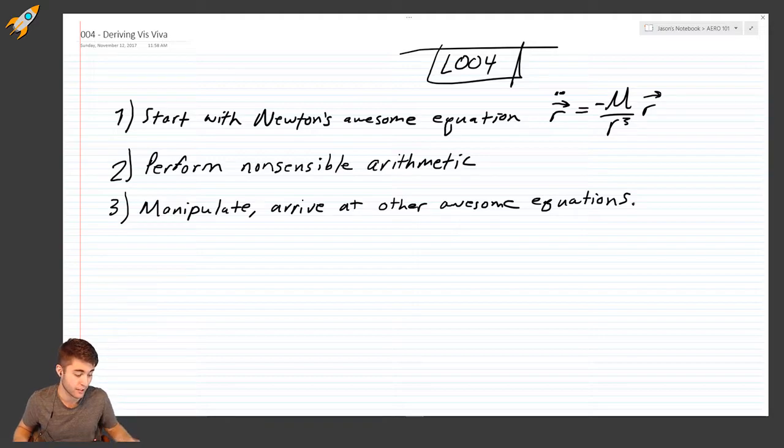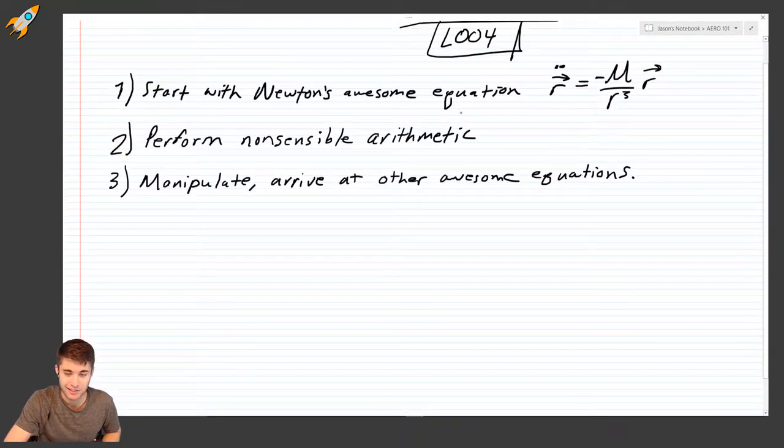This is what we did for the orbit equation last time, for both parts of the orbit equation. And that's what we're going to do this time with the Vis Viva equation. We're going to do the same exact thing, okay? Last time you allowed me 3 arithmetic moves. This time you're only going to allow me 1. I'm going to make 1 arithmetic move that just doesn't seem to make any sense.